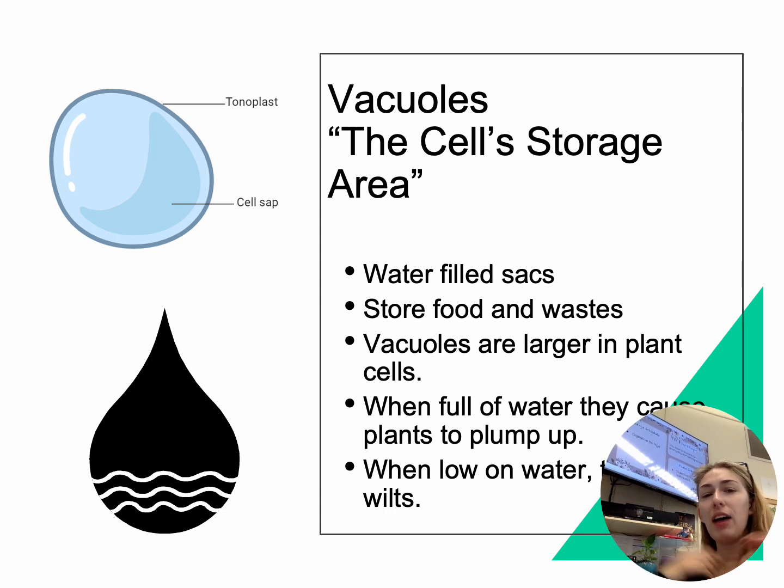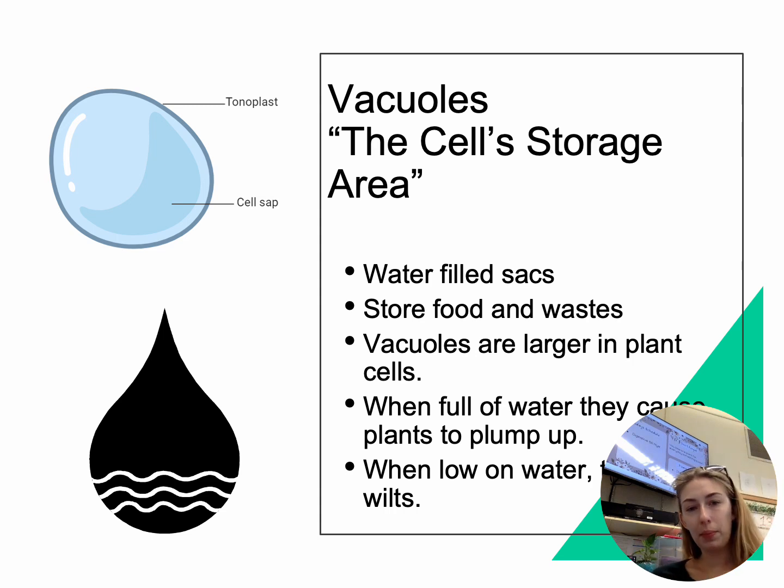This right here is vacuoles. Vacuoles are the cell's storage area. That being said, they're going to be filled with water, okay? And they're also going to store some of our food and waste. Vacuoles are going to be a bit larger in plant cells, and when they're full of water, they can cause the plant to look a little bit more plump and full. Versus when they get low, then they kind of get a little wilty.